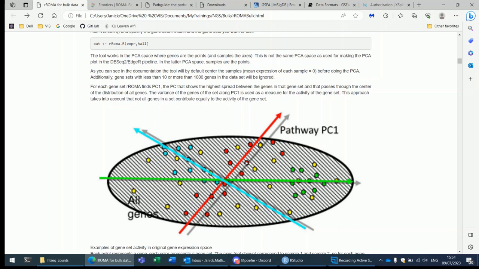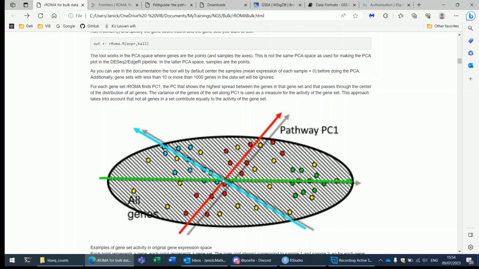But it will also look at another phenomenon. As you can see, all these first principal components, they all go through the same point here. And this is the center of the original distribution of genes in this 8-dimensional space. So every principal component that it calculates needs to go through that point. This is the center of your gene distribution.